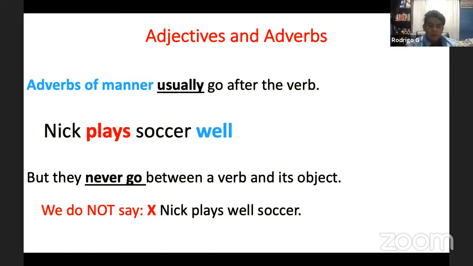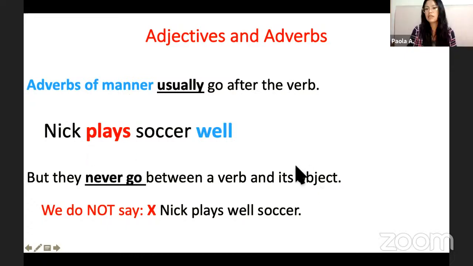We don't say it that way because an action is always going to describe something, right? It could be an object, a thing, an action, a sport, whatever, even a person sometimes. So the adverb doesn't go between the object and the verb. So putting this adverb here is incorrect. Nick plays soccer well, it's correct. Nick plays well soccer, it's incorrect.